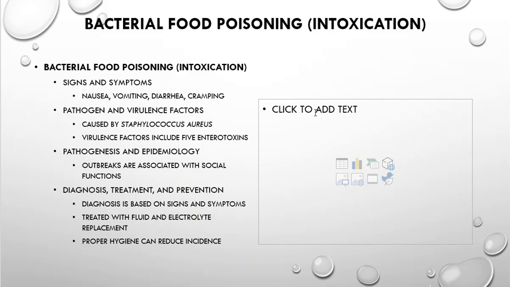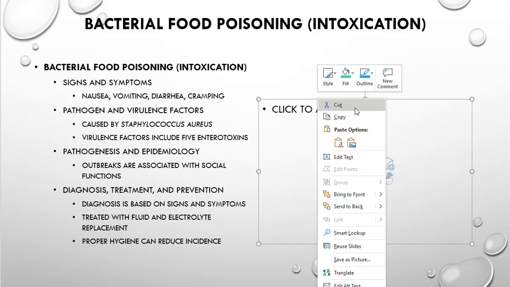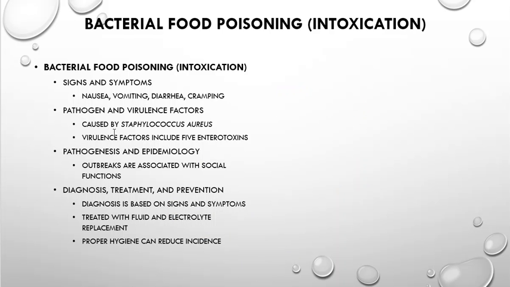Bacterial food poisoning, intoxication. Intoxication is not a happy thing. Food poisoning: nausea, vomiting, diarrhea, cramping. Staph aureus can be one of the guys.